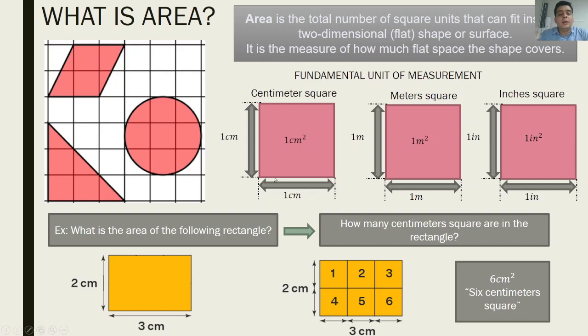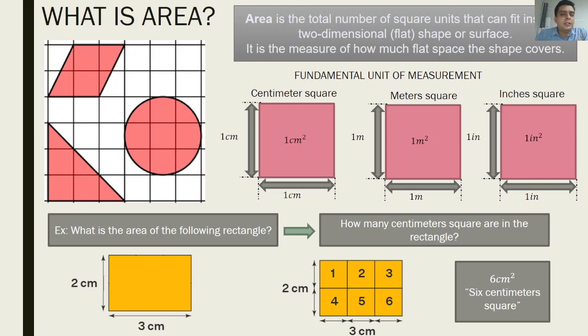To start with a super easy example, we have this rectangle. It is 2 centimeters high and 3 centimeters long. The question is, what is the area of the rectangle? If we split it into little squares, we can divide the 2 centimeters in 2 and the 3 centimeters in 3. If we count all the squares inside, we realize that we have 6 squares.